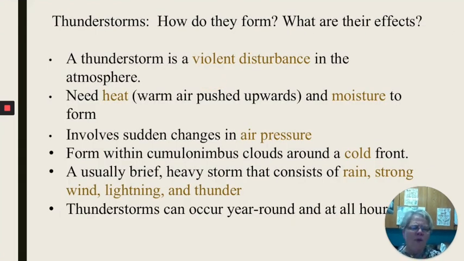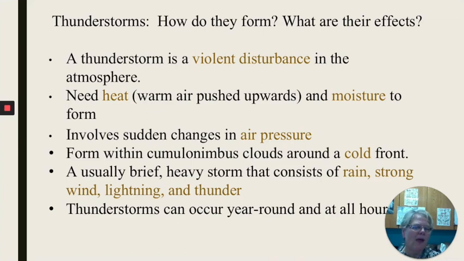Thunderstorms, how do they form and what are their effects? Well, a thunderstorm is a very violent disturbance in the atmosphere. Way up there in the atmosphere where things go, winds blow. We don't necessarily see it and feel it down here until the storm hits. You need hot air or heat, which is the warm air being pushed up, and you need moisture to form.